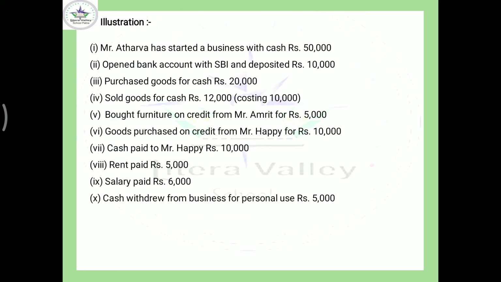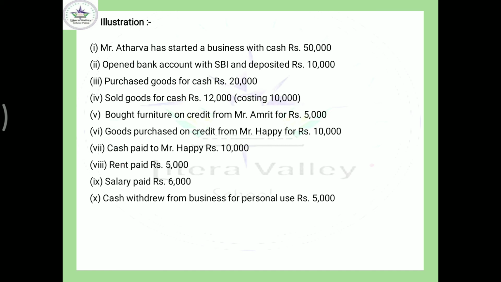Come to the next: cash paid to Mr. Happy rupees 10,000. How is it going to affect? Think about it. The cash balance will reduce by 10,000 and you have paid Mr. Happy rupees 10,000, so the balance with Mr. Happy will also reduce, isn't it? So it again has a dual effect. Assets will reduce by 10,000 and liabilities will also reduce by 10,000. So here again it is the same effect.